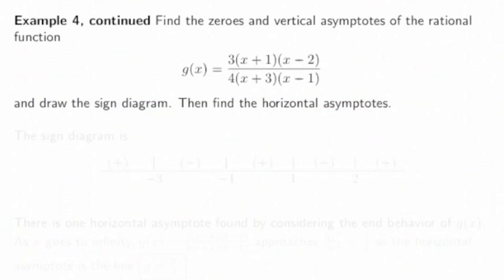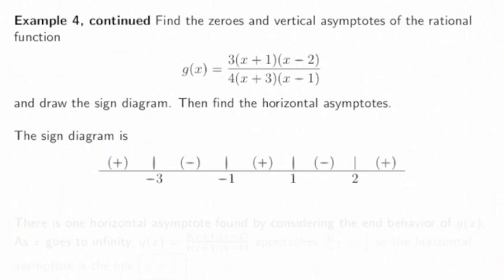Let's continue with this function. Let's draw the sign diagram and find the horizontal asymptotes. If I take the zeros and vertical asymptotes from before, I had zeros minus 1 and 2, and vertical asymptotes minus 3 and 1. Put them in order, think of them as fences, try out some values in between the fences, and we'll get plus, minus, plus, minus, plus.